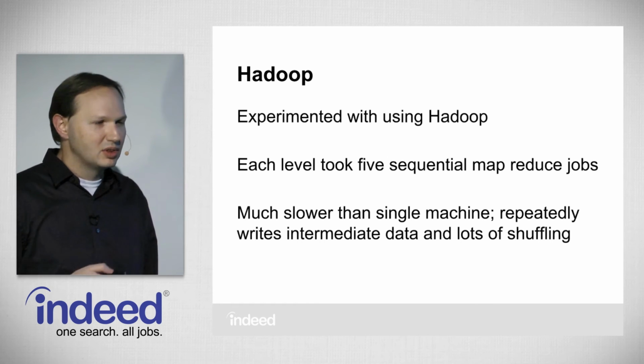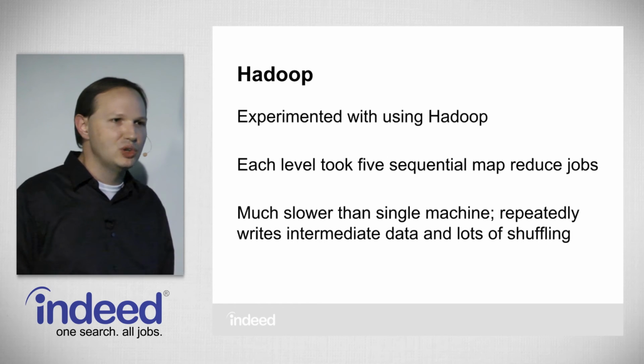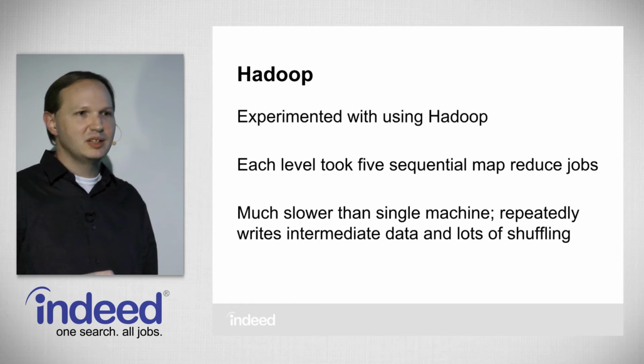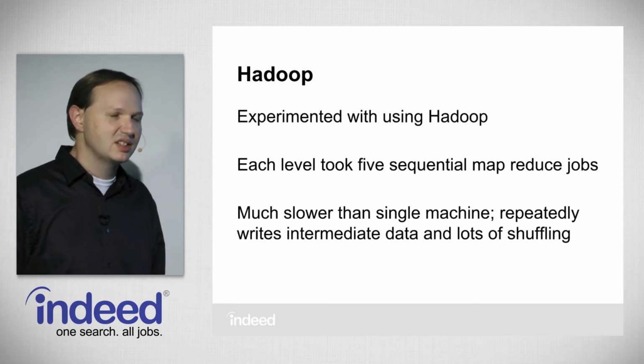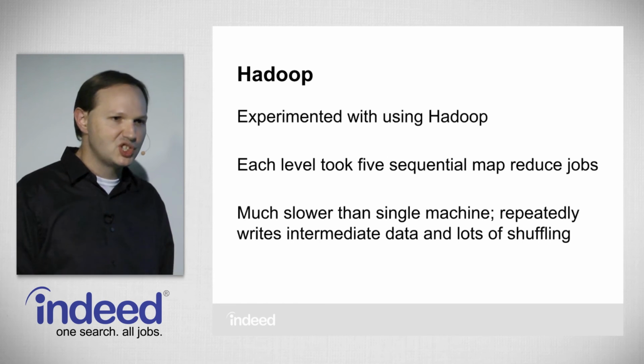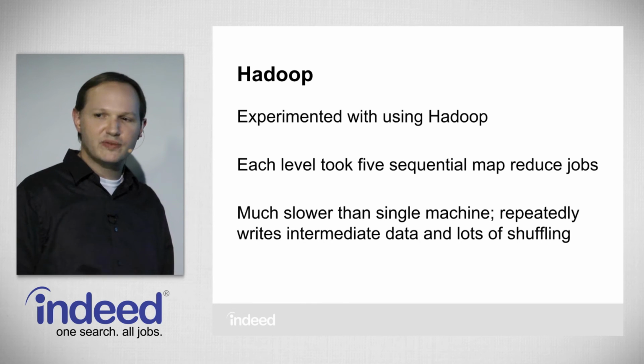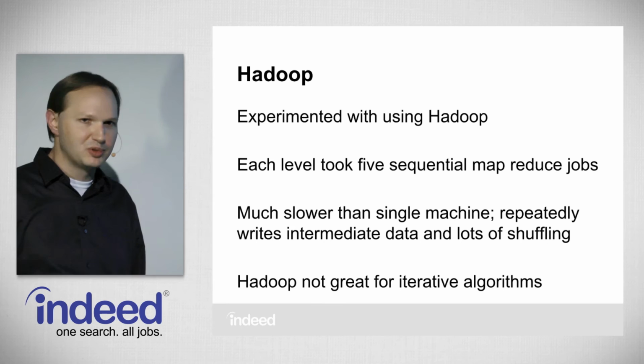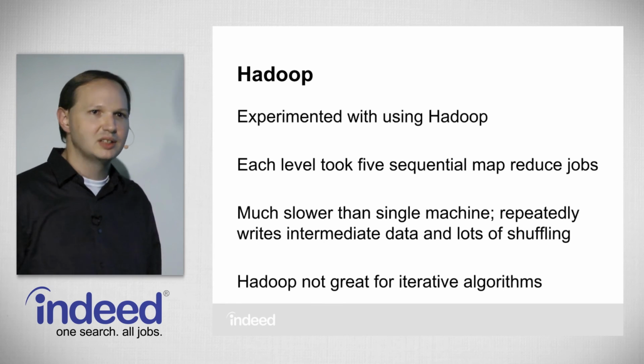And we found that this process was actually much slower than even using a single machine, because Hadoop behind the scenes is constantly writing intermediate data to disk. It's shuffling data between all your machines. So we ultimately shelved this, and we learned that Hadoop is not great for iterative algorithms where you're just going to iterate over the same data repeatedly. So we had to make our own solution for this.